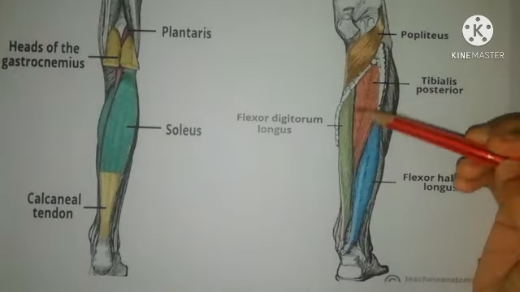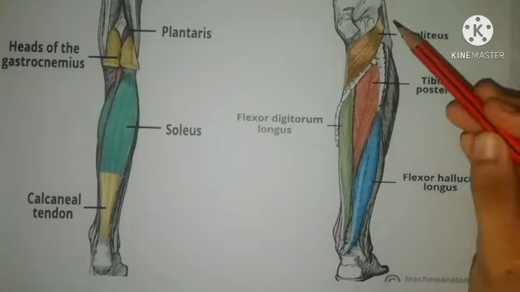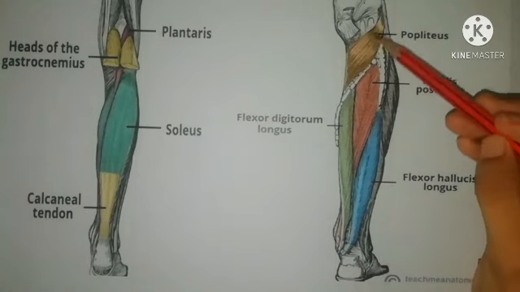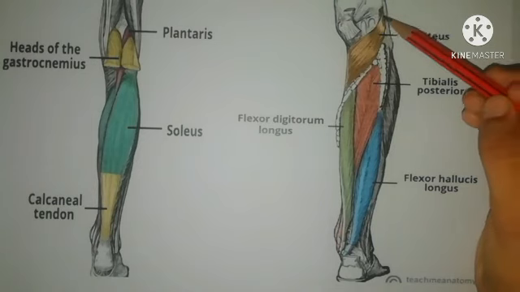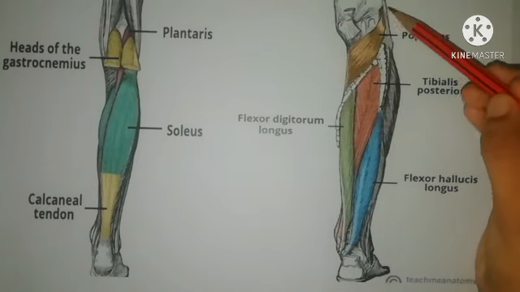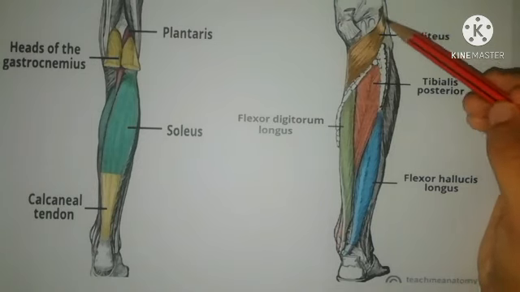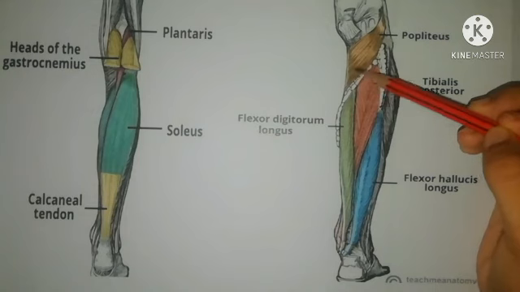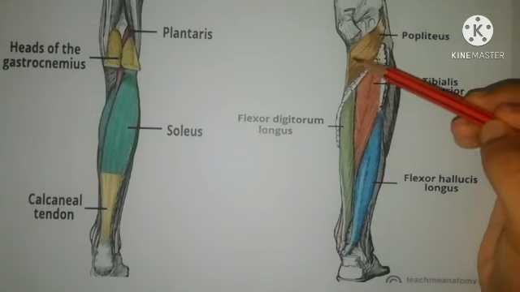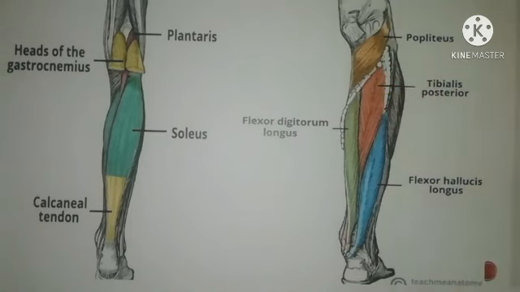Deep muscles of the posterior compartment of leg. First muscle is popliteus. This is the muscle. Origin is from the lateral surface of the lateral condyle of the femur. Insertion is in the posterior surface of the shaft of tibia above the soleal line. The nerve supply is tibial nerve. Action is unlocking the knee joint by the lateral rotation of femur on the tibia prior to flexion.